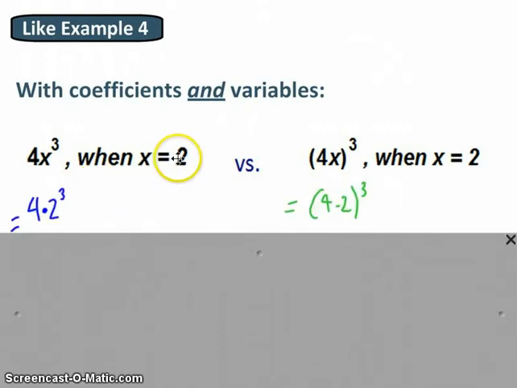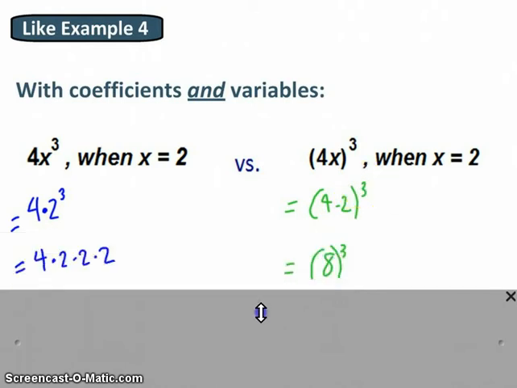On the left, if I plug in 2 for x, I've got 4 times 2 cubed. On the right, the 2 goes in the parens with the 4. I've got to multiply that first. So I've got 4 times 2, or 8 cubed. So notice that. On the right, I've got 8 cubed. On the left, the meaning, after all, of 2 cubed is 2 times 2 times 2. So I've got 4 times that.